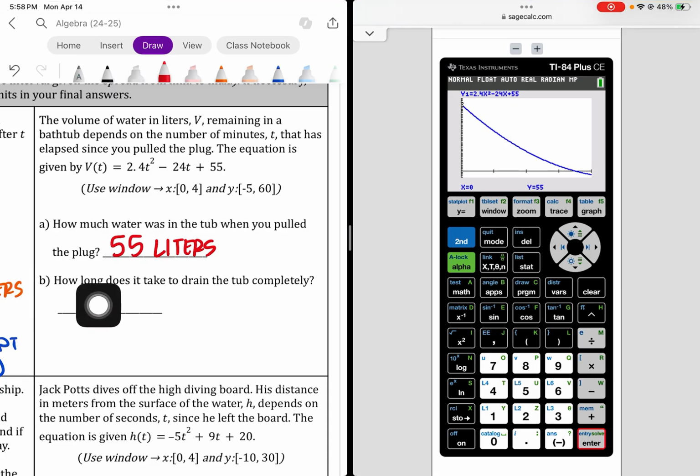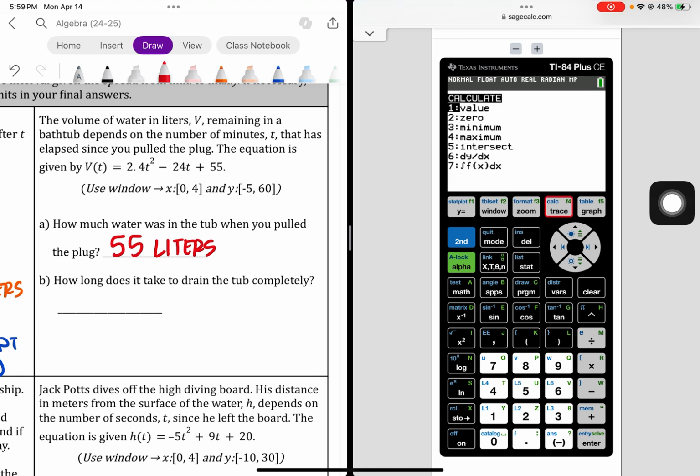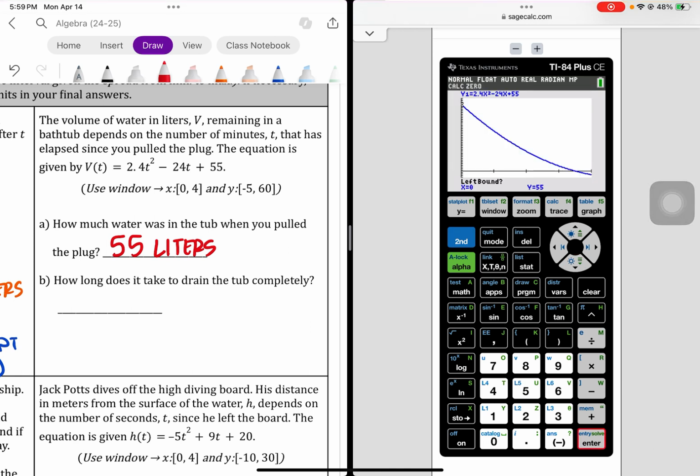Now we want to know, how long did it take us to drain the tub? So if we are looking for the tub to be completely empty, if this y-axis is liters, we're looking for when our liters is 0. So we're talking about a 0. So we want to second calculate. We want a 0. And now we're going to have to take our cursor and move it all the way over till we're on the left side of our x-axis. We're going to get just a little bit closer till we're on the left side of our point.